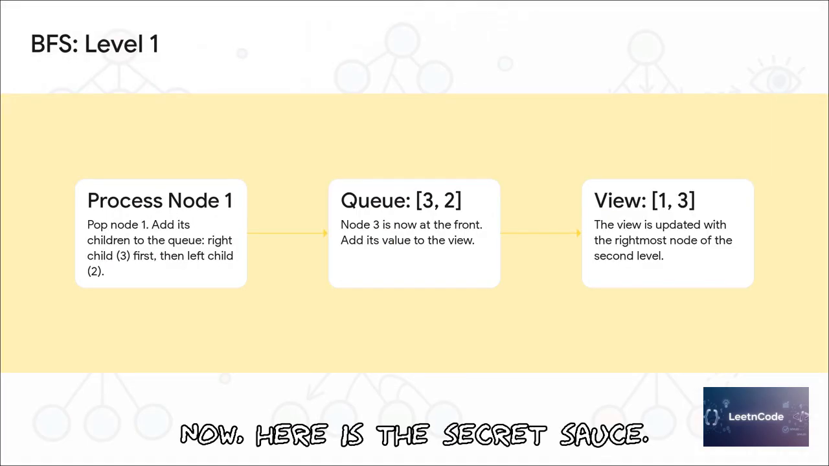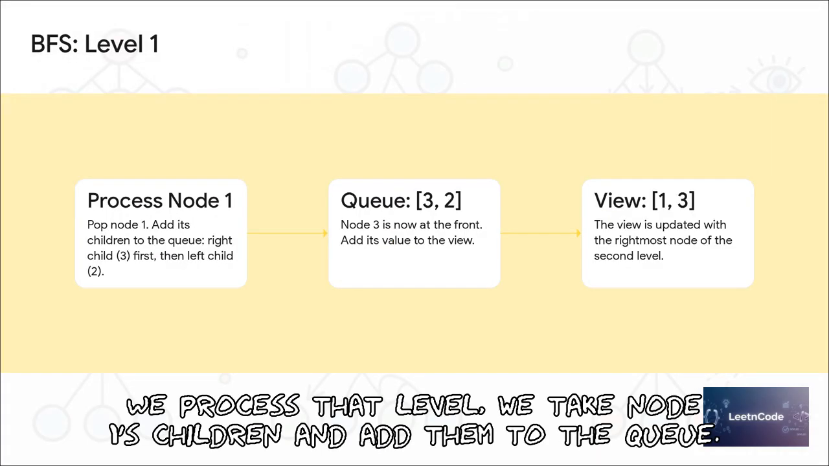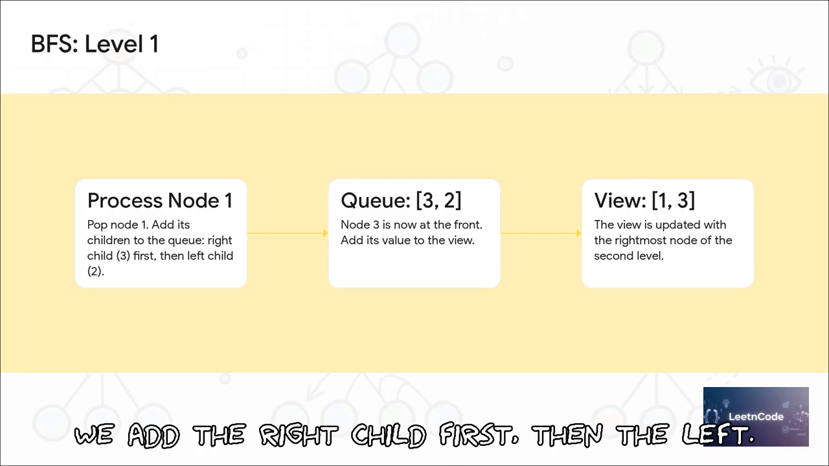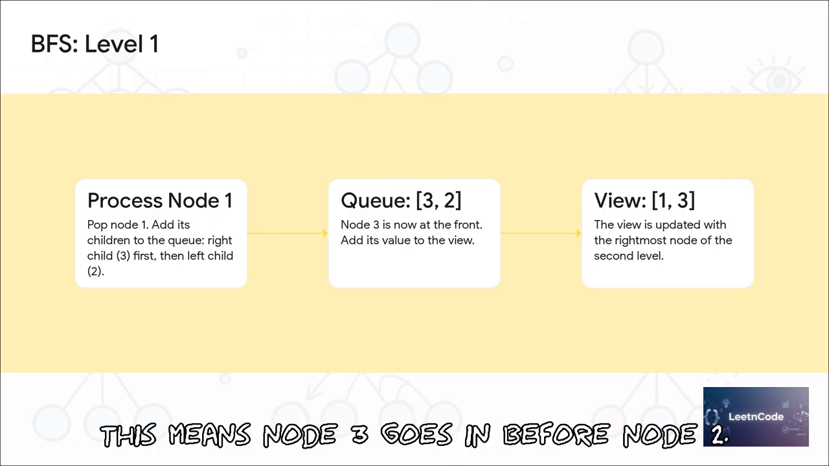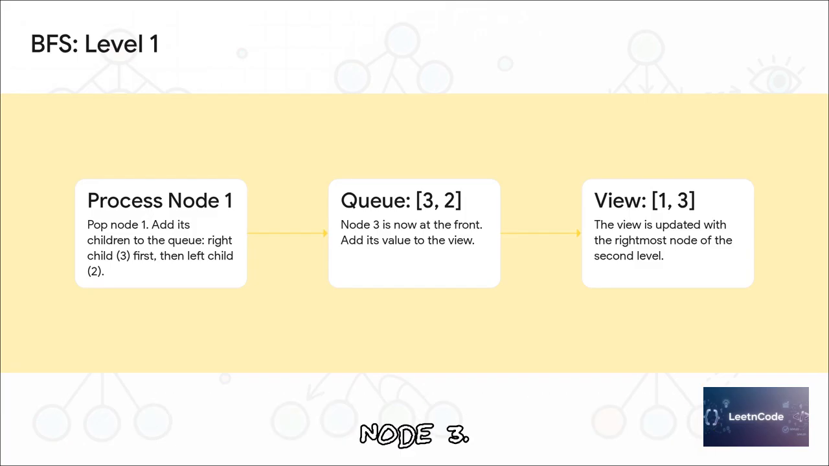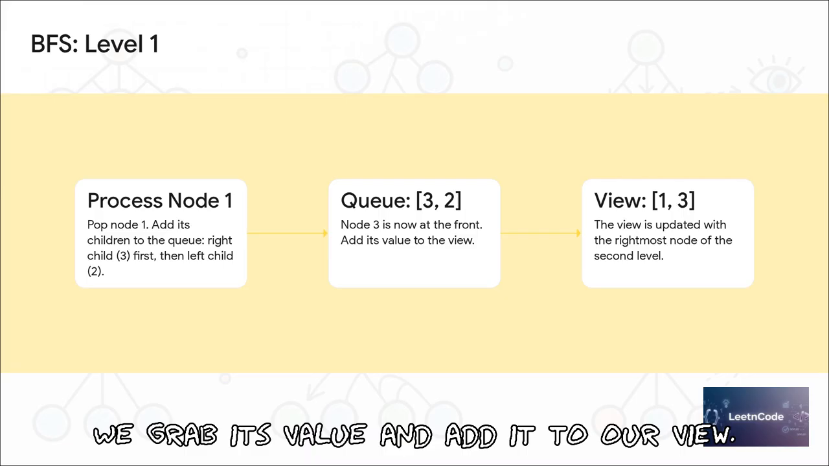Okay, now here's the secret sauce. We process that level, we take node 1's children and add them to the queue. But, and this is the important part, we do it in a specific order. We add the right child first, then the left. This means node 3 goes in before node 2. So at the start of this new level, who's at the front of the line? Node 3. We grab its value and add it to our view.